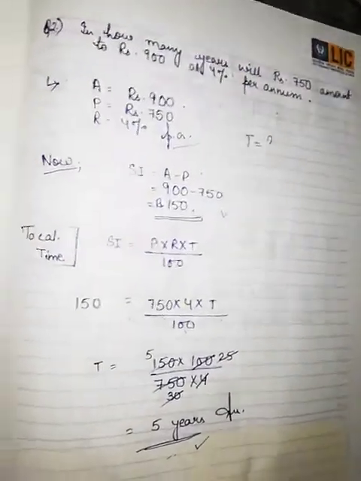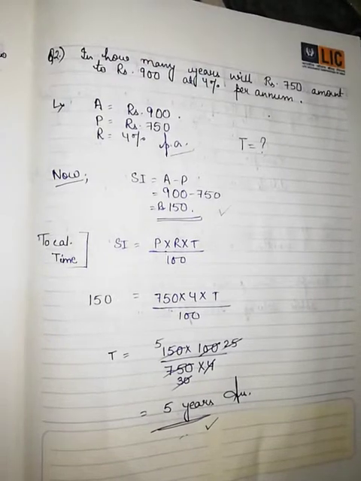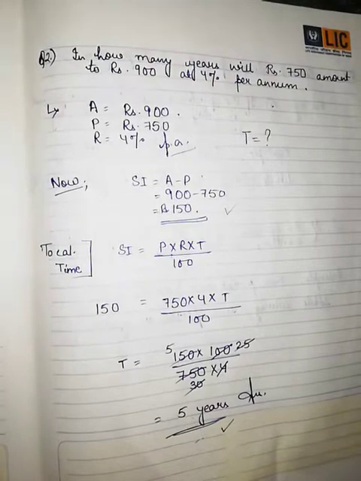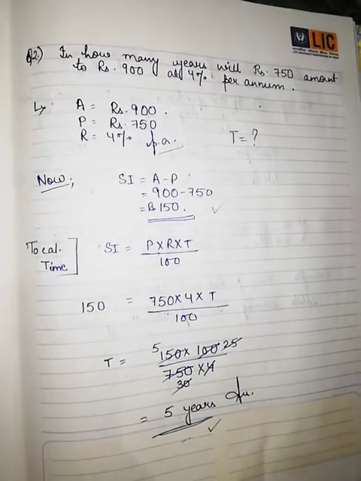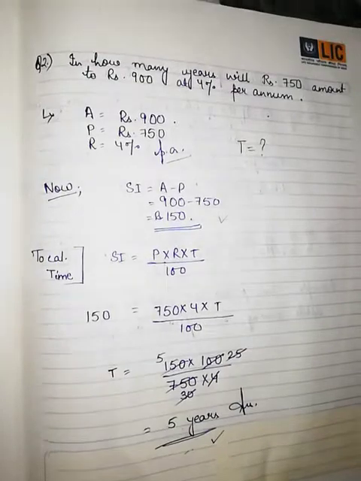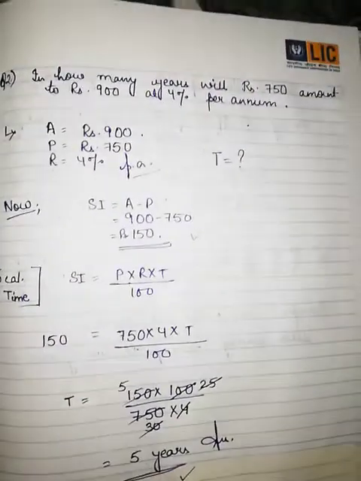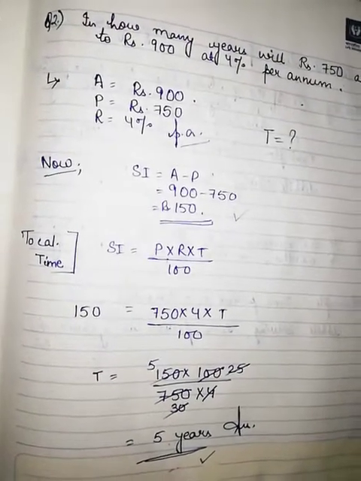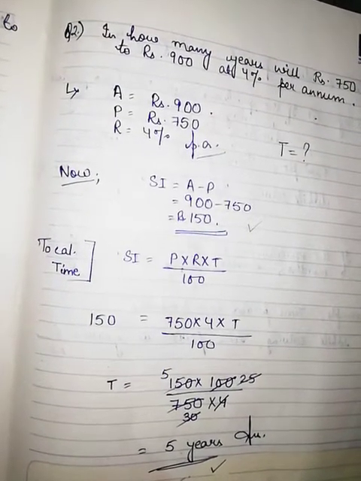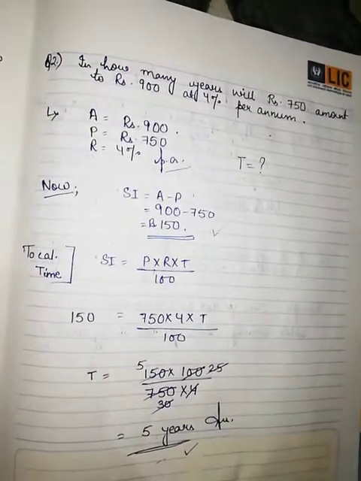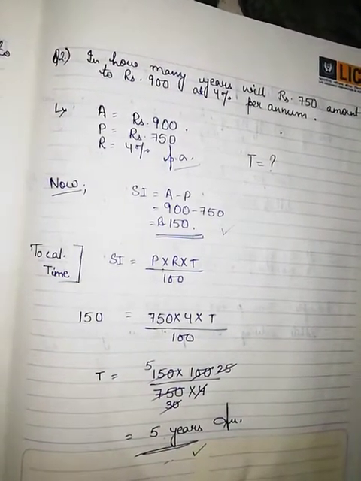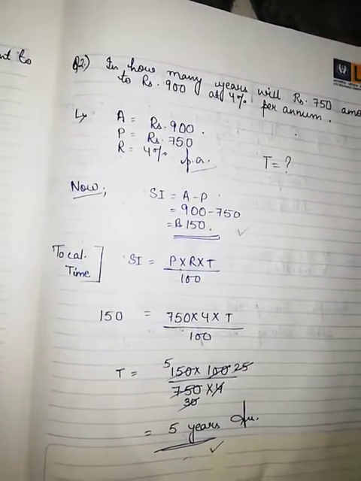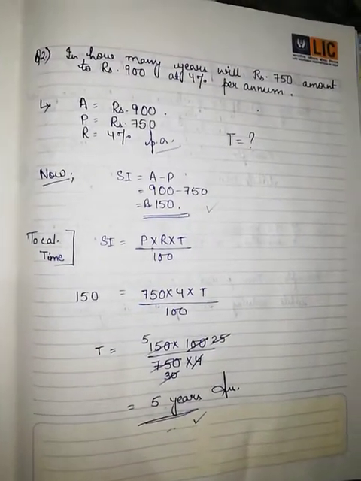Now another example. In how many years will rupees 750 amount to rupees 900 at 4% per annum? In this we have to find out the time. Here we know that the amount given is rupees 900. The principal is rupees 750 and the rate here is 4%. Now to find out the simple interest, we will do amount minus principal. Amount is 900, principal is 750. On minusing we get rupees 150.